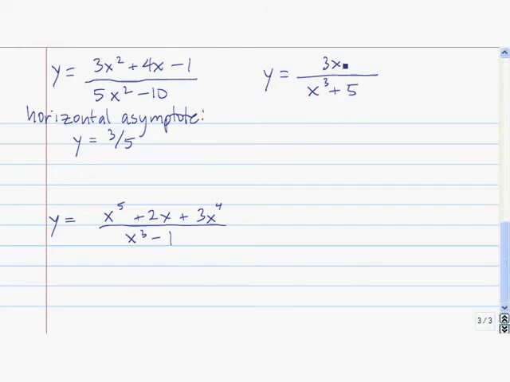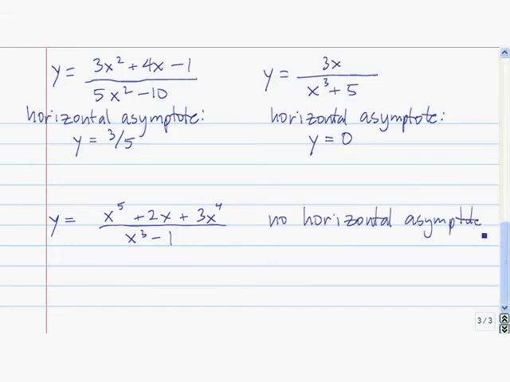In this case here, the degree of the numerator is 1, the degree of the denominator is 3. When the degree of the denominator is larger than the degree of the numerator, then y equals 0 is a horizontal asymptote. Finally, the last case is when the degree of the numerator, which in this case is 5, is larger than the degree of the denominator, which in this case is 3. When that happens, there is no horizontal asymptote.